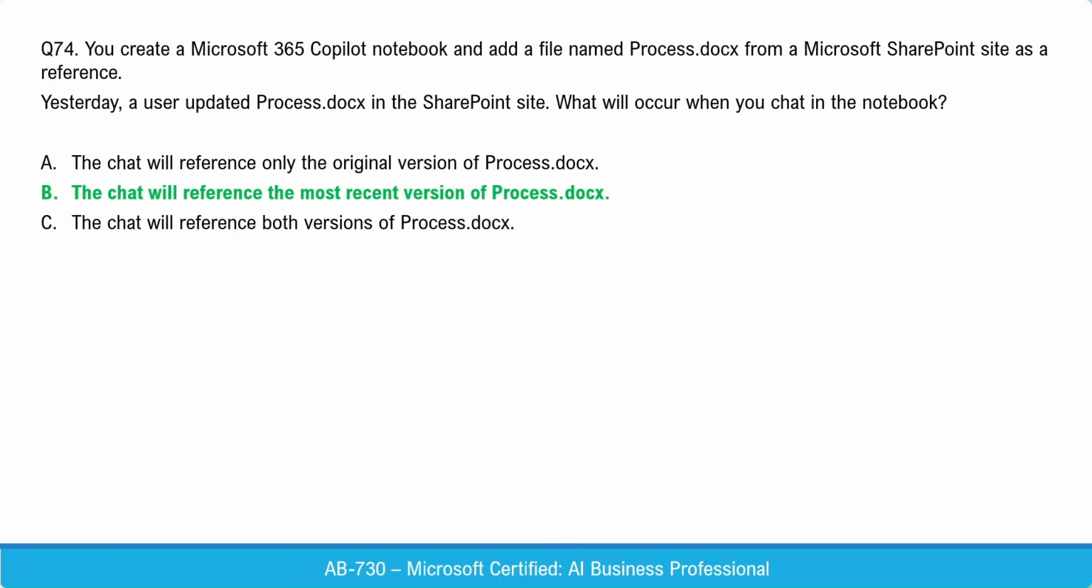All right, now here is an important comparison that often comes up in exams. There is a similar type of question where instead of adding the file from SharePoint, you upload the file from your local system. In that case, Copilot works with a static copy of the file. Even if the original file changes later on the machine, Copilot will still use the original uploaded version. So remember this key distinction. SharePoint or OneDrive reference means dynamic, always latest version, and local file upload means static snapshot, no automatic updates.